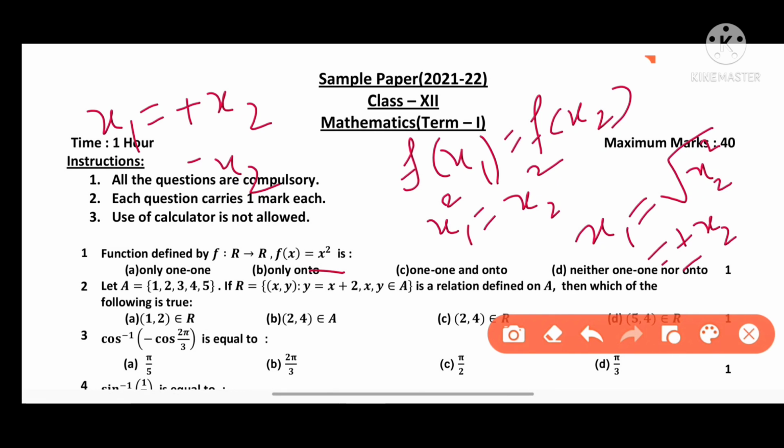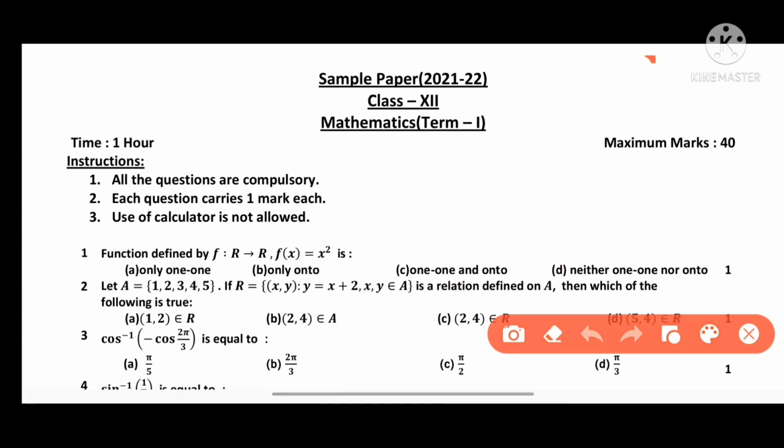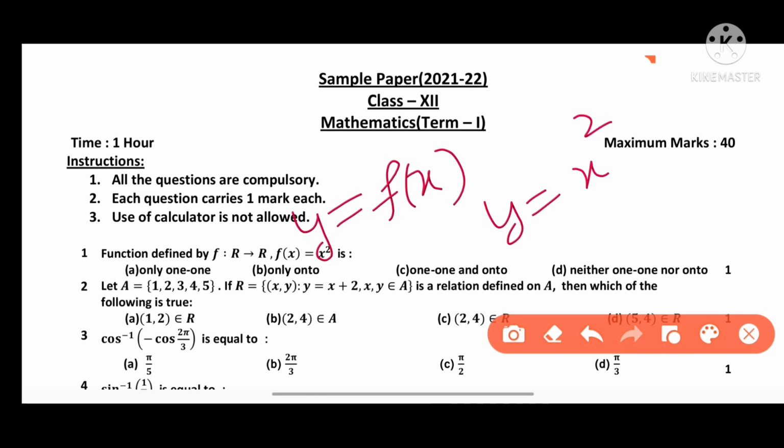So f(x) is not one-one because f(x1) is equal to f(x2) does not imply x1 is equal to x2. So it is not a one-one function. Now for onto, let f(x) is equal to y, that is y is equal to x square, x is equal to under root of y.